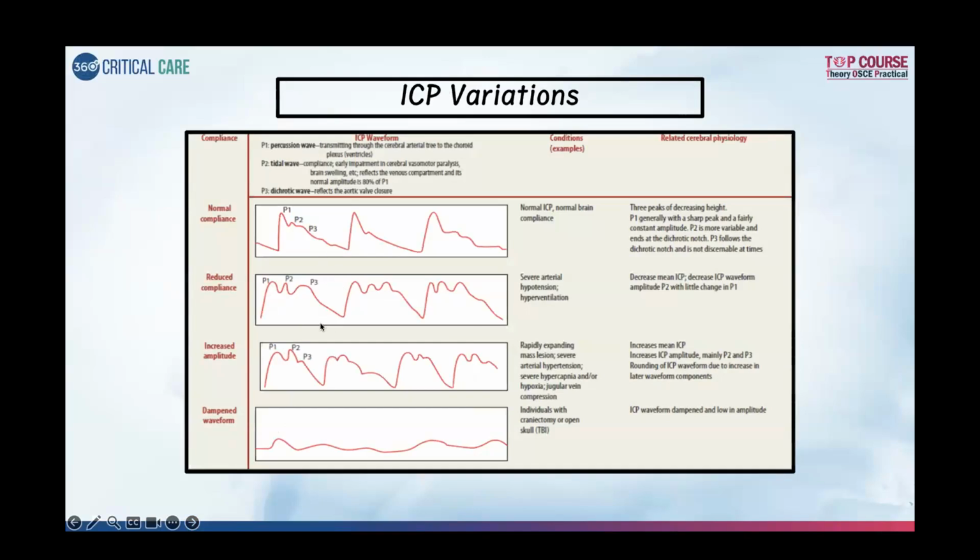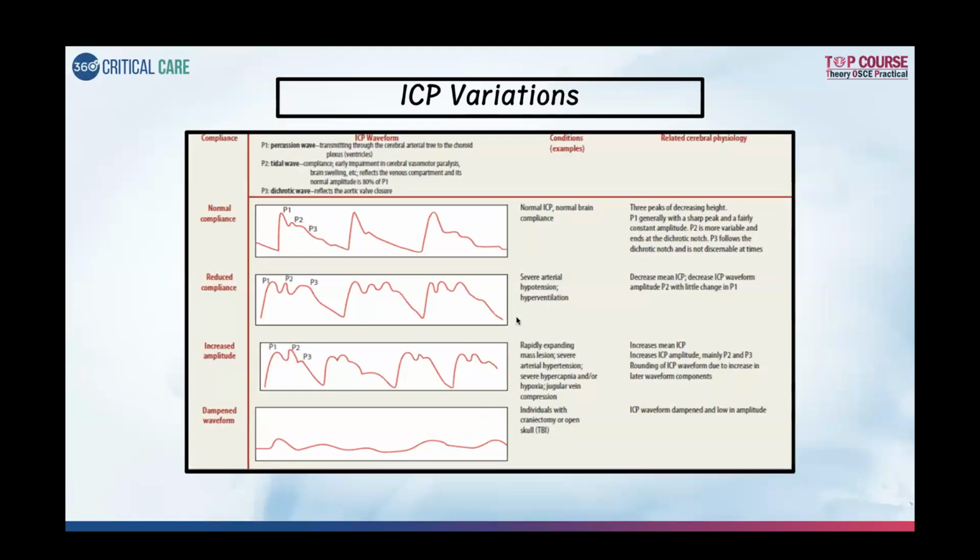So these are the four abnormalities shown in this picture. The first one is the normal ICP. The second one is severe arterial hypertension and hyperventilation. In both cases, you'll have the P2 and P1 almost at the same height, and gradually the P2 will go up and up. As you can see in this third picture, the P2 has gone higher than the P1, representing a rapidly expanding mass lesion which can cause raised intracranial pressure.